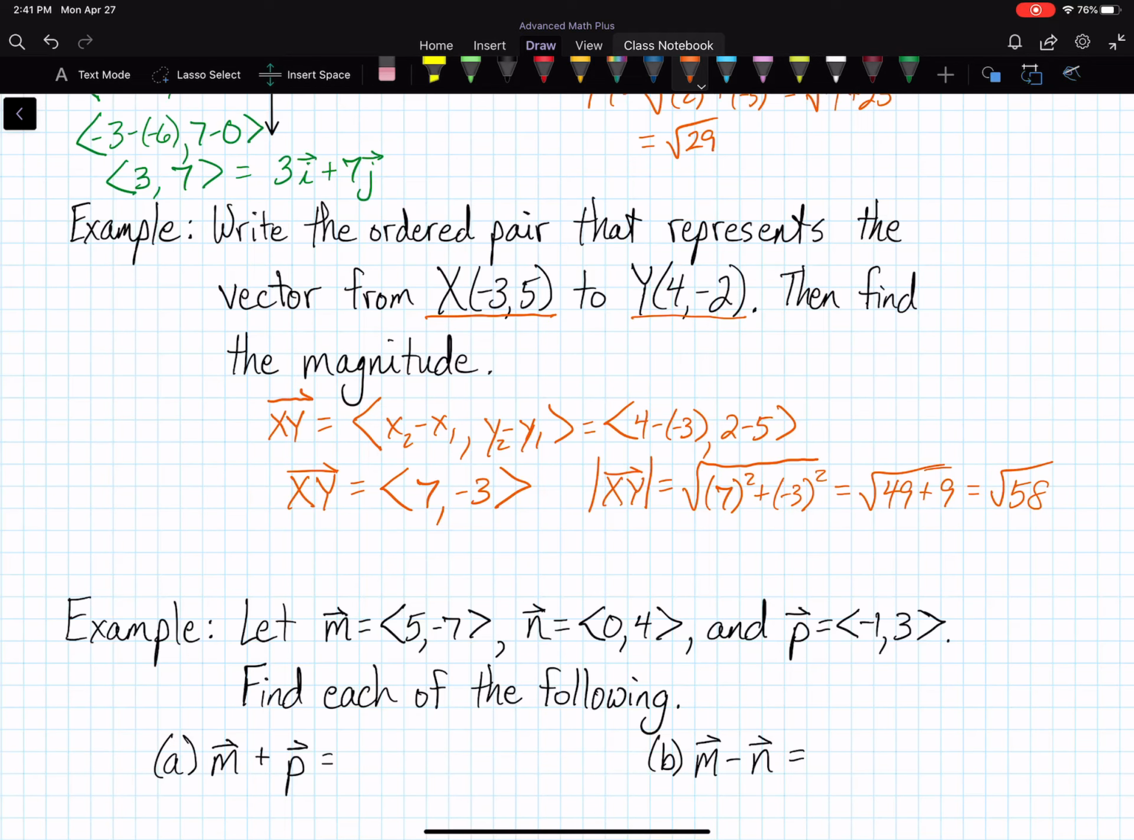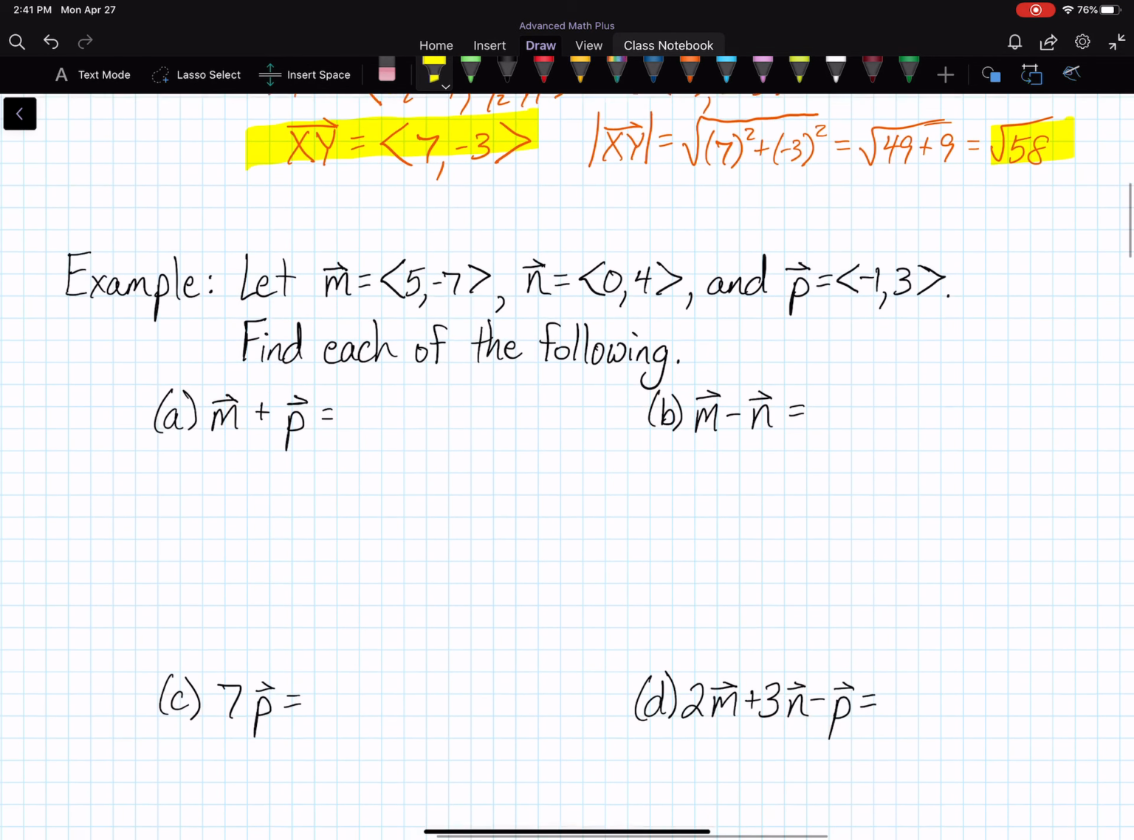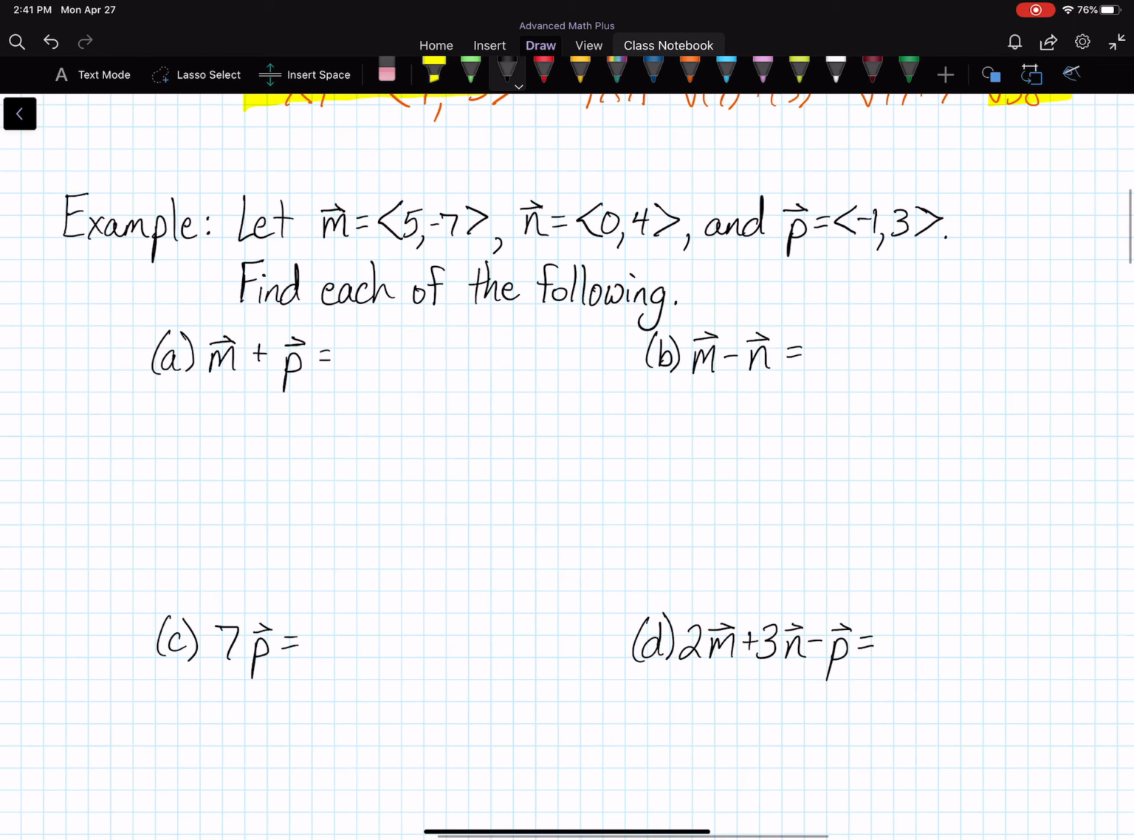And that cannot be reduced. So there's your ordered pair, 7, negative 3. Your magnitude is square root of 58. Okay? You may have examples or problems like this.